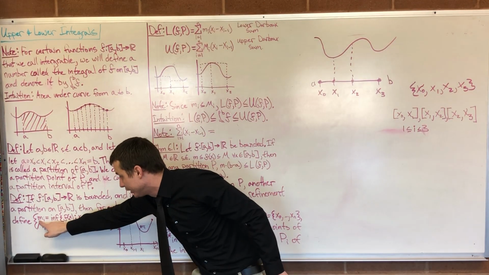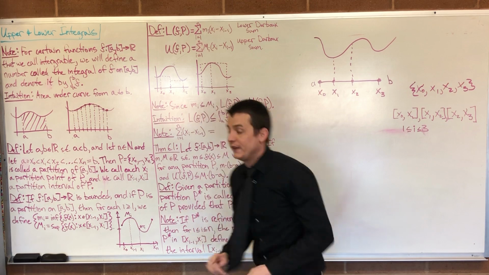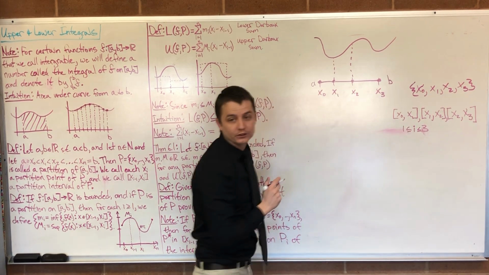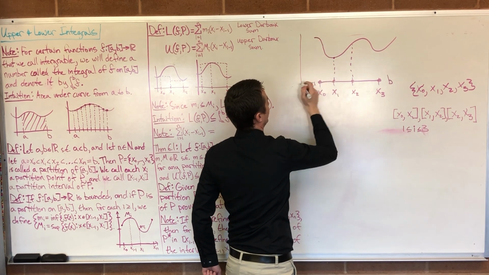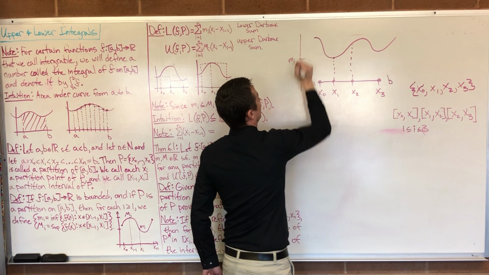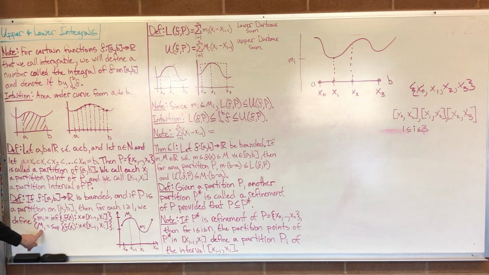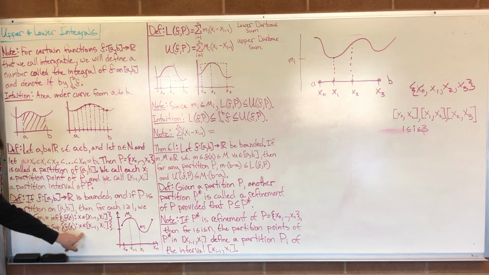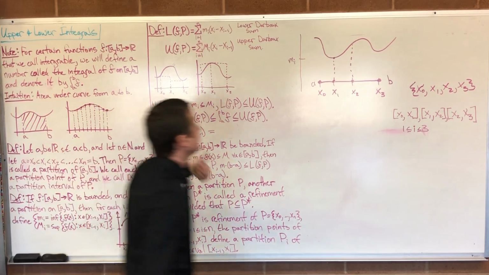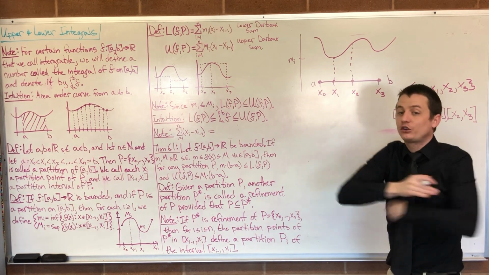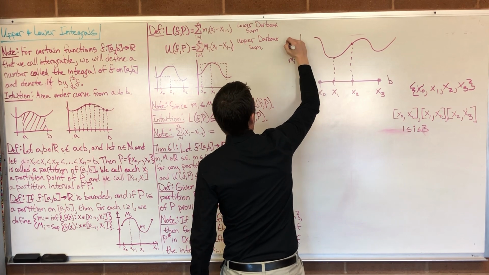Now we're saying little m sub i is the infimum. It's the greatest lower bound of the function on that interval. So on this interval, what's the greatest lower bound? Probably this point right here. So this is m sub i. The height of that point is little m sub i. And then here, we say big M sub i is the supremum of the function on that interval. It's the least upper bound, the smallest point that's greater than every other point on the interval, which is this point right here. That's big M sub i.